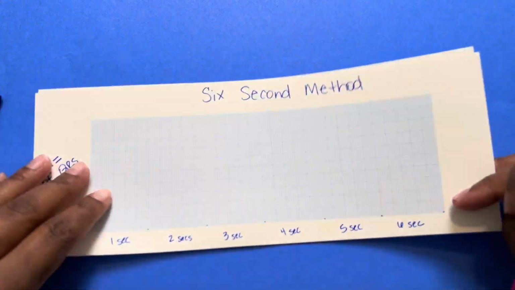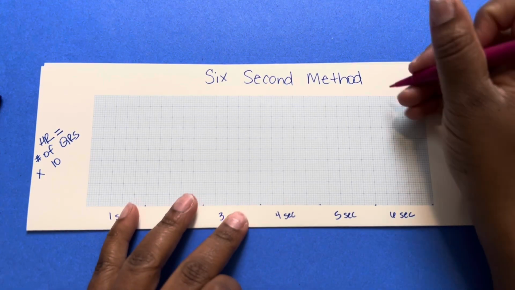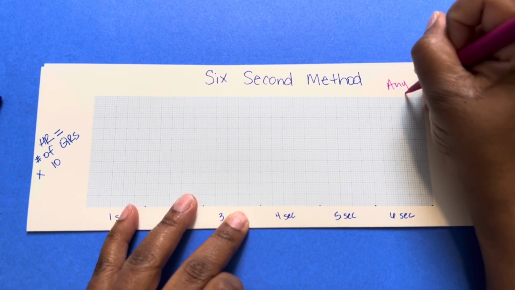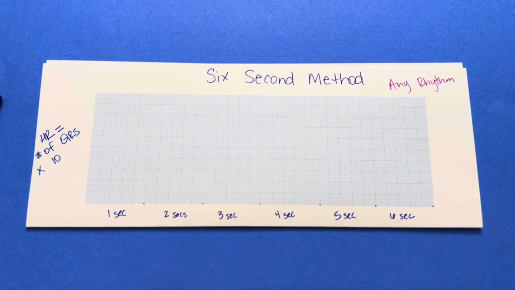The 6 second method, which is where you have a 6 second strip, works best for any rhythm. It can be regular or irregular, but it takes a little bit longer. The only reason why it takes longer is because you have to do a little bit more math, and you also need to figure out if it's 6 seconds, which could take some time.